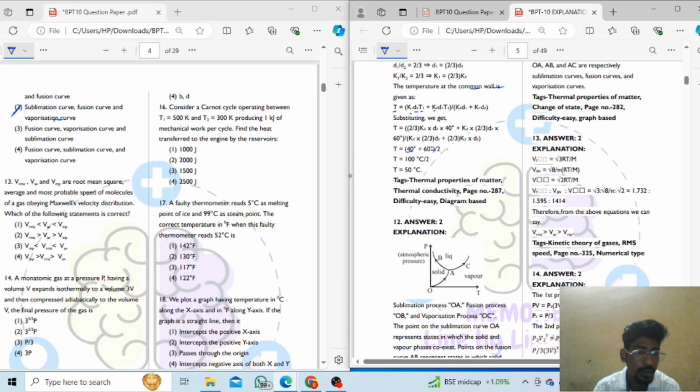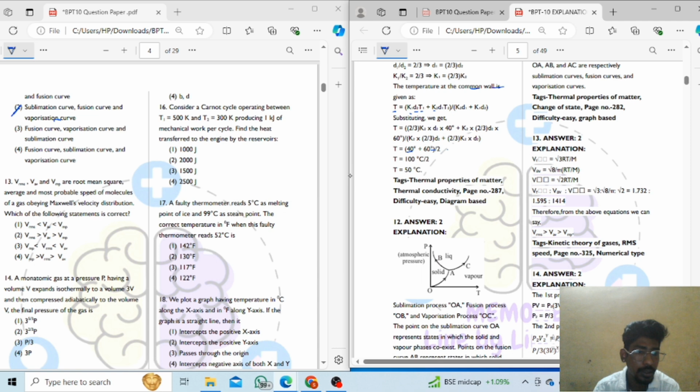A monoatomic gas with pressure P and volume V expands isothermally to a volume of 3V, then adiabatically to a further volume. There are two steps: the first one is the isothermal process, the second one is the adiabatic process. For the isothermal step, P2 will be P by 3, since the volume is thrice. The adiabatic equation is given by PV to the power gamma equals constant.